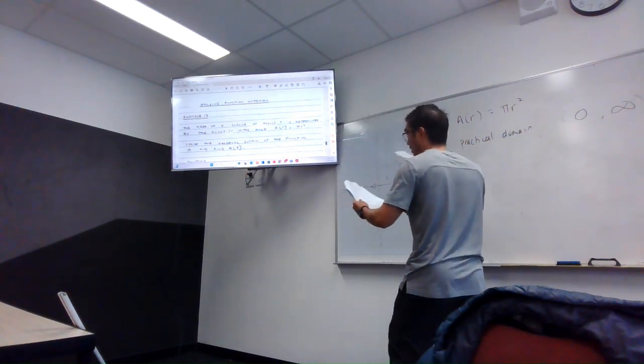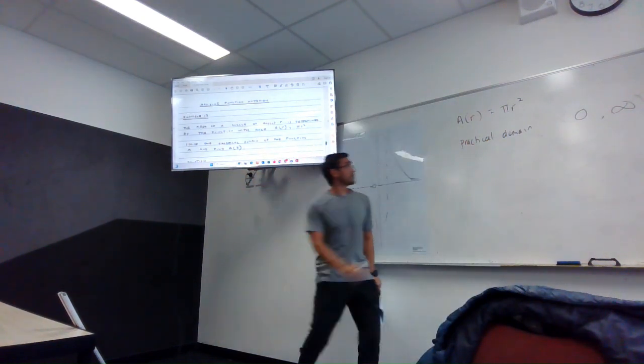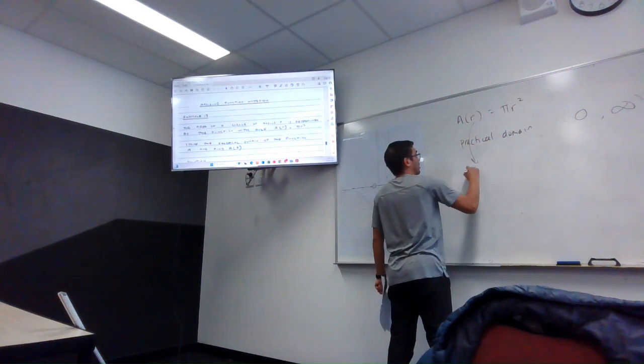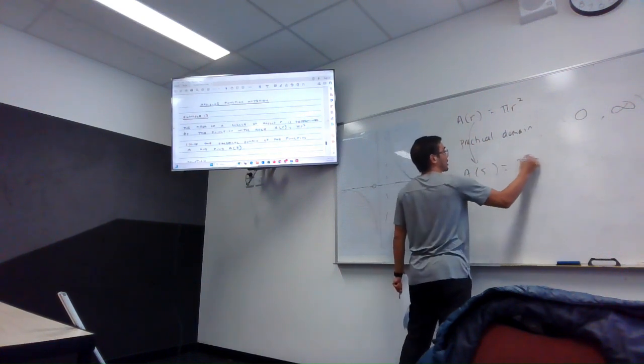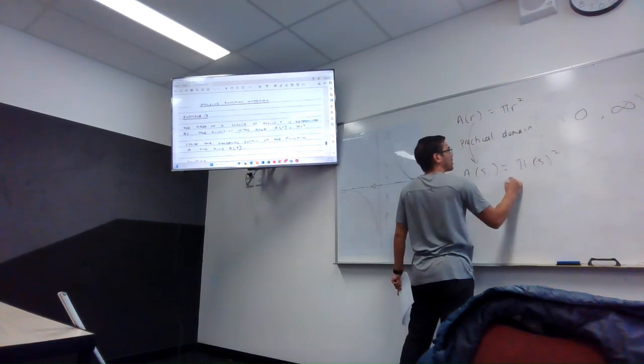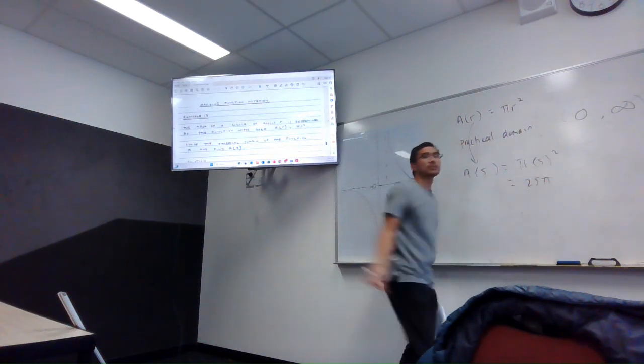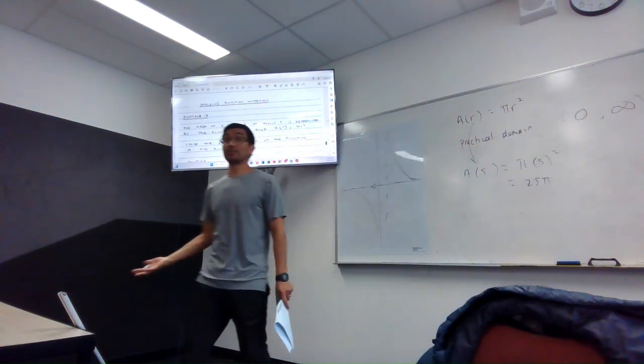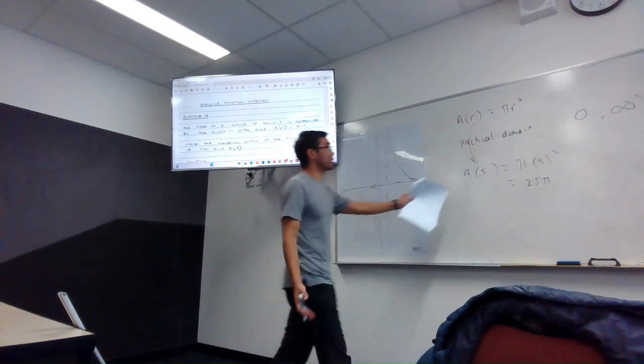Then it says find A(5). That's easy. r becomes 5. So whenever I see an r, that's all it's asked you to do. It's substitute the radius for 5.